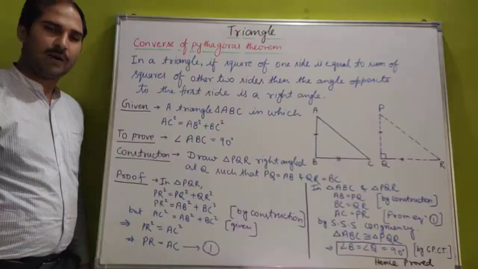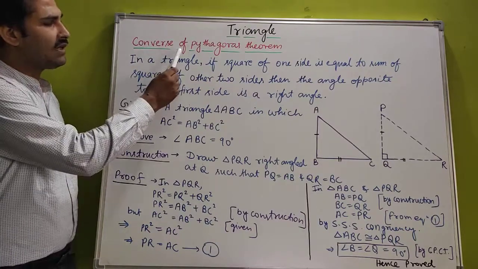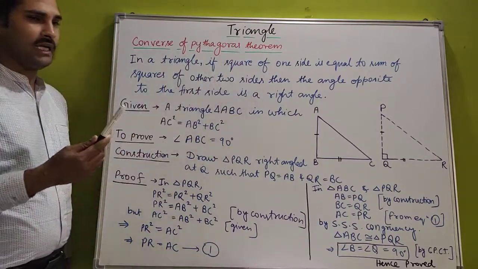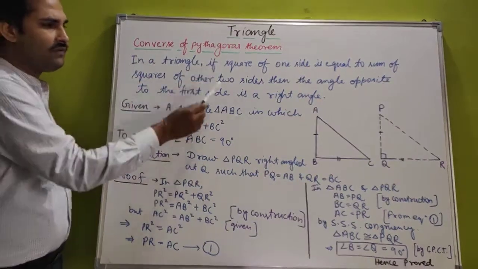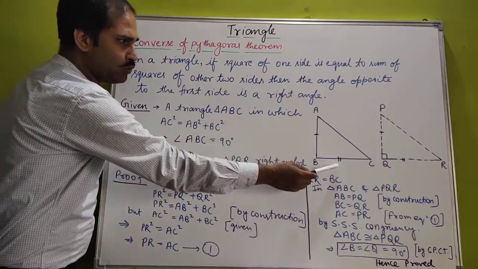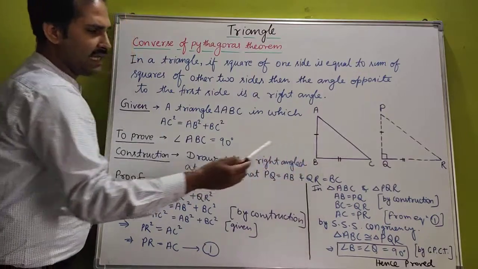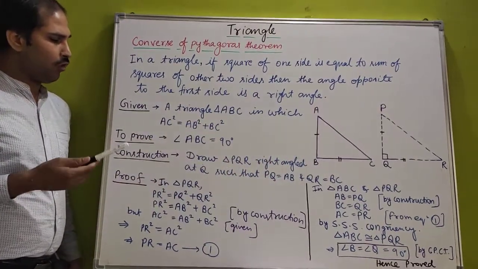After Pythagoras theorem, let us discuss another important theorem, which is the converse of Pythagoras theorem. According to which, in a triangle, if the square of one side is equal to the sum of squares of the other two sides, then the angle opposite to the first side is a right angle. This is what we have to prove. So, what is given here?